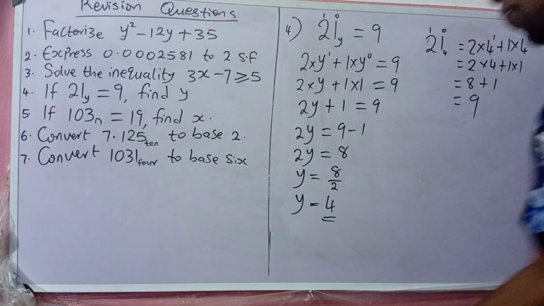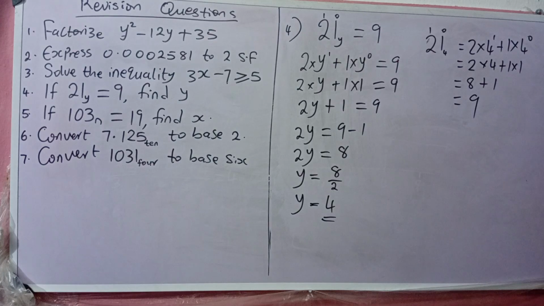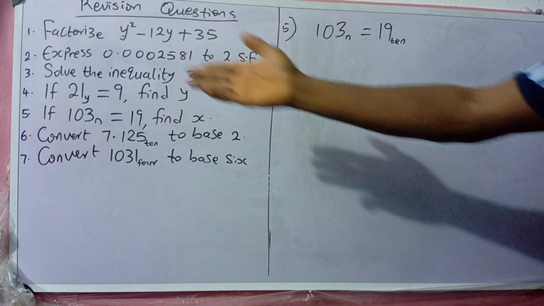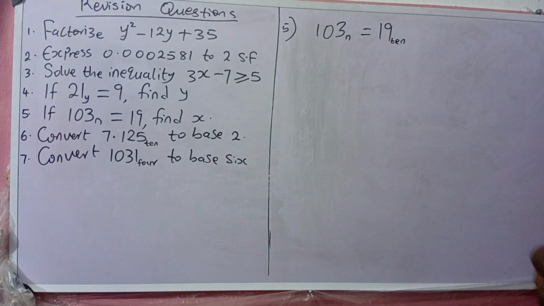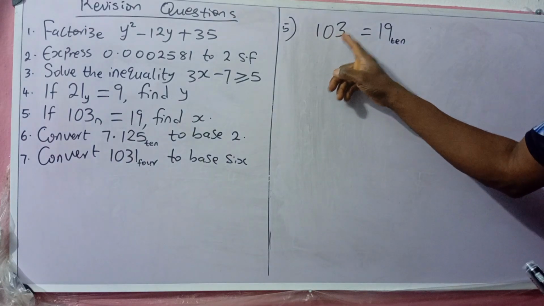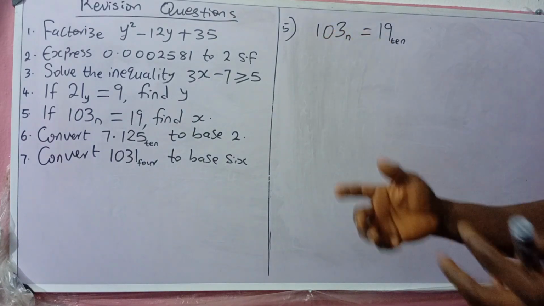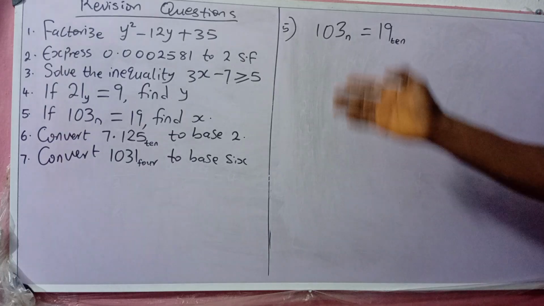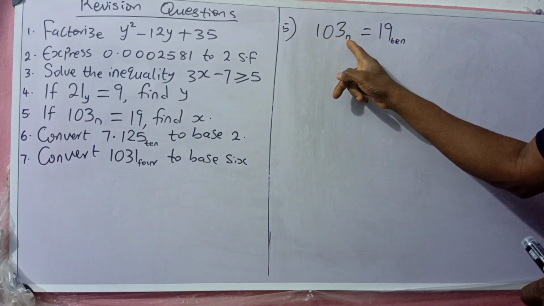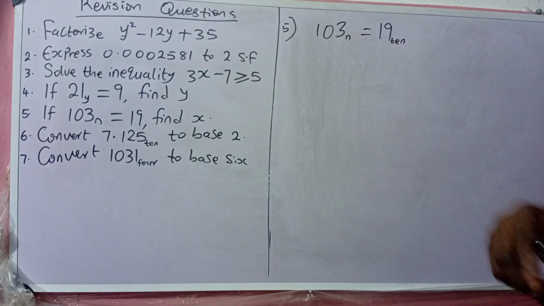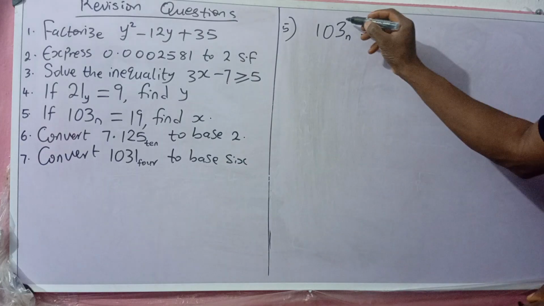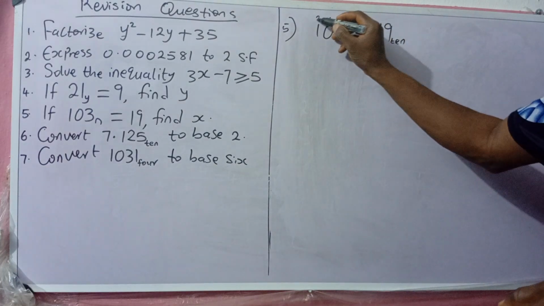All right, so now let's move to question number 5. The number 5 question is similar to number 4, which is a base number involving equation. Here we have 103 base n. Don't call it one hundred and three actually, because we identify them digit by digit in base numbers. 103 base n is equal to 19 base 10. So 19 is already in base 10. All we need to do is to convert this to base 10.